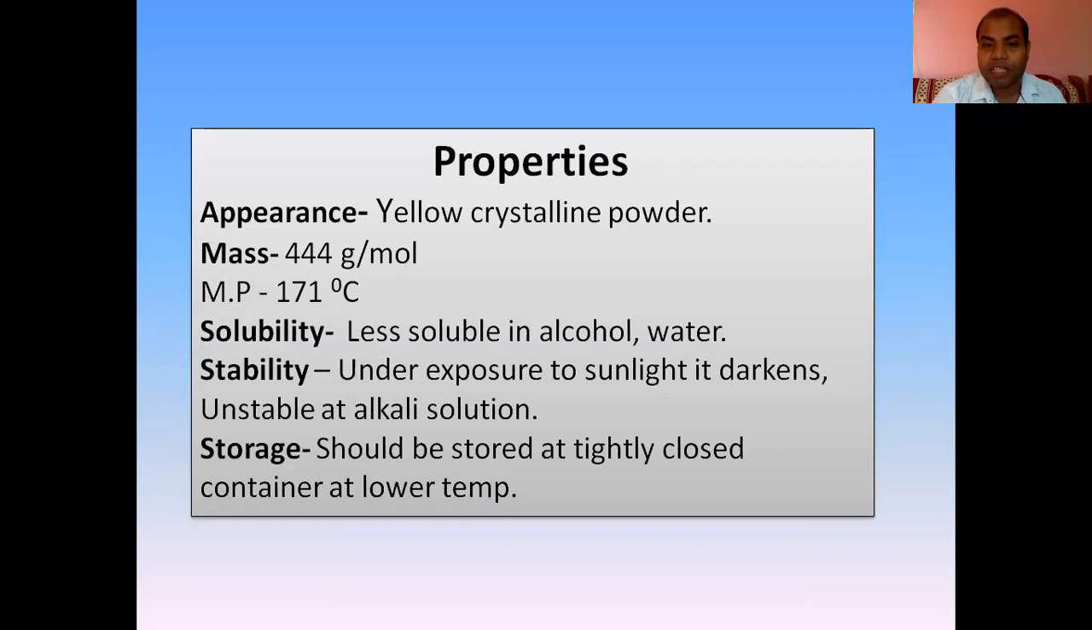In terms of properties, it is a yellow crystalline powder having a mass of 444 gram per mole and a moderate melting point of 171 degrees centigrade. It is soluble generally in organic solvents, with less solubility in polar solvents like alcohol and water. Under exposure to sunlight, it darkens. This is the stability problem of tetracycline.